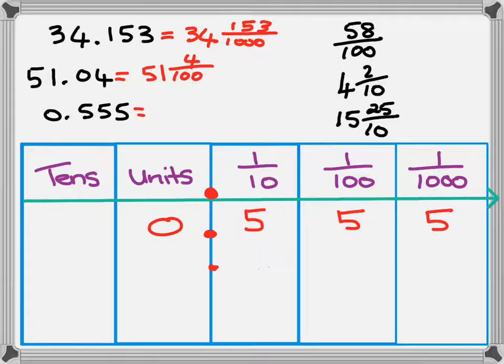Right, so we haven't got any whole numbers. It's just going to be a fraction because all we have is the fractional part over here. Where does it end? It ends under the thousandth column. Okay, so we're going to write it over 1,000. And the number we're going to write is 555. I hope you got those right so far.